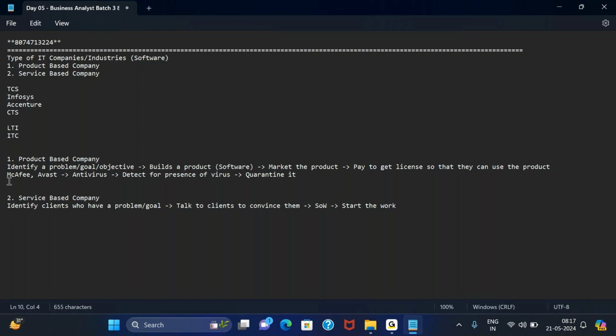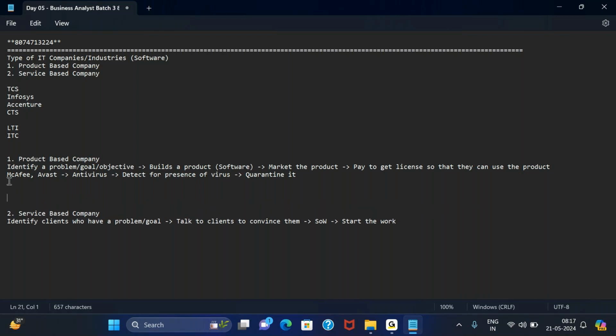Okay, now the next part. First you identified a product and all that. Now the next thing is, in a product-based company, the company that built the product actually owns the product. Okay, here, in a service-based company, the client owns the product.